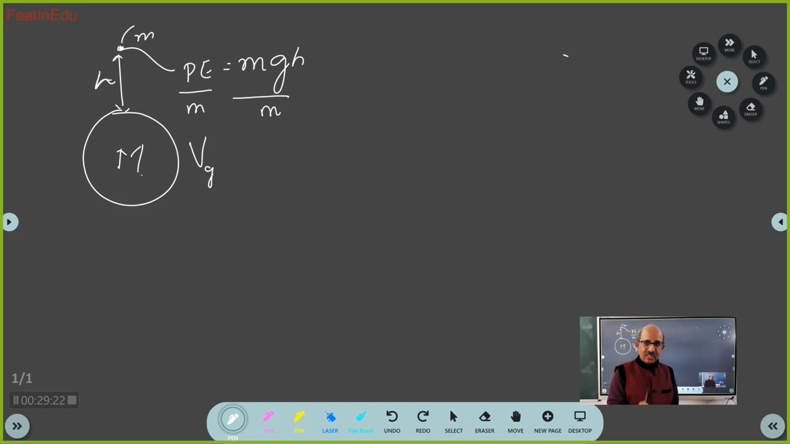So, potential energy per unit mass creates another physical quantity called potential. Potential at that point. Now, on the right hand side, what happens? Mass cancels. It simply becomes gh. Got it?